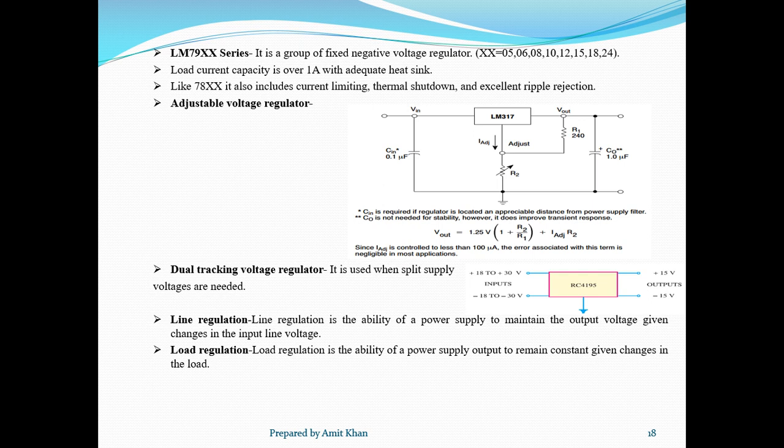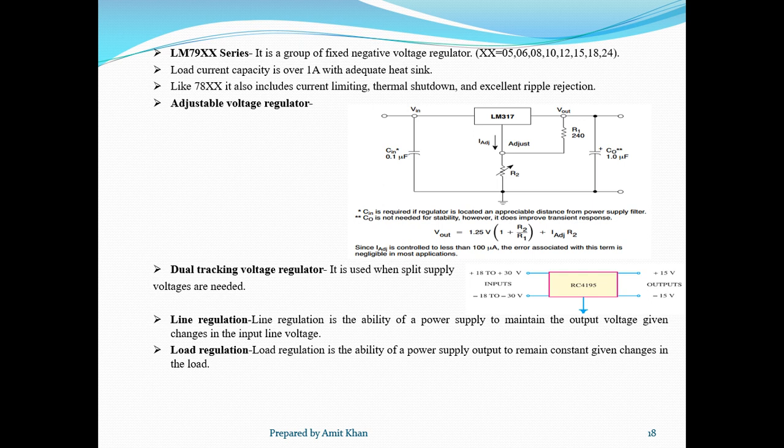It is used when split supply voltages are needed. That means plus 18 to 30 volt inputs and minus 18 to minus 30 volt inputs. We will get the output of plus 15 volt for the plus input, and for minus 18 to minus 30 volt input we will get the output of minus 15 volt. So it is the dual tracking voltage regulator. You can see the diagram on the right hand side.